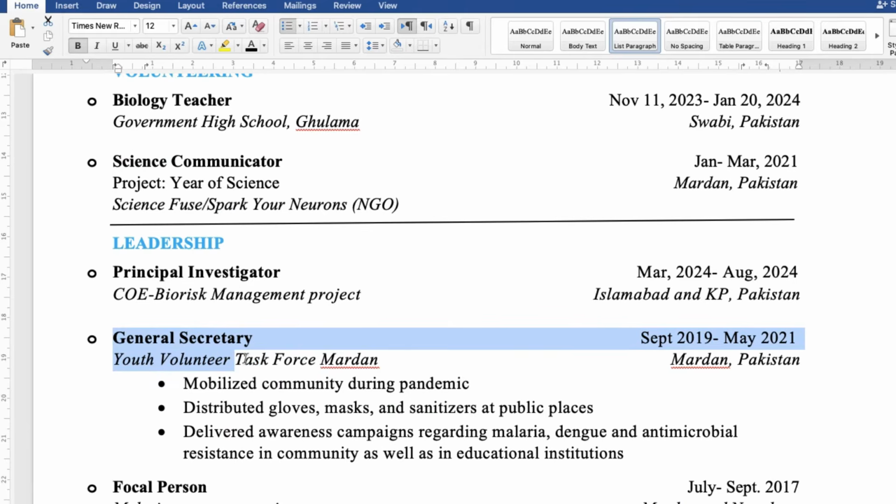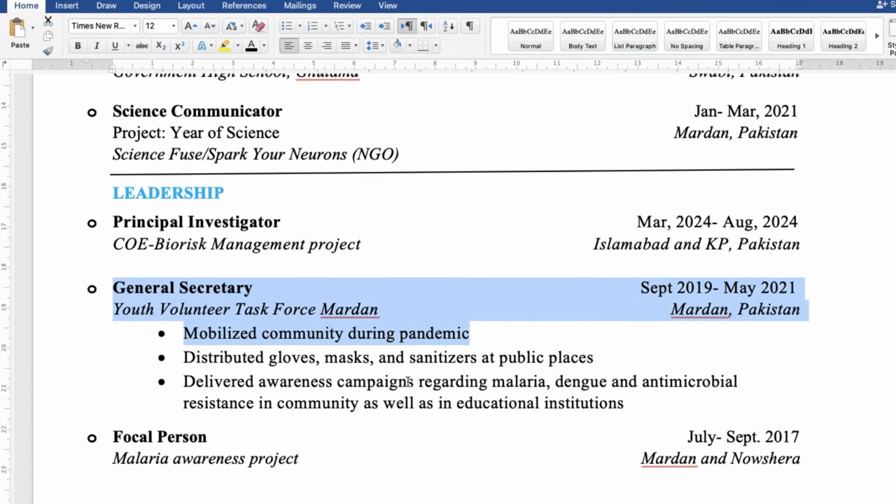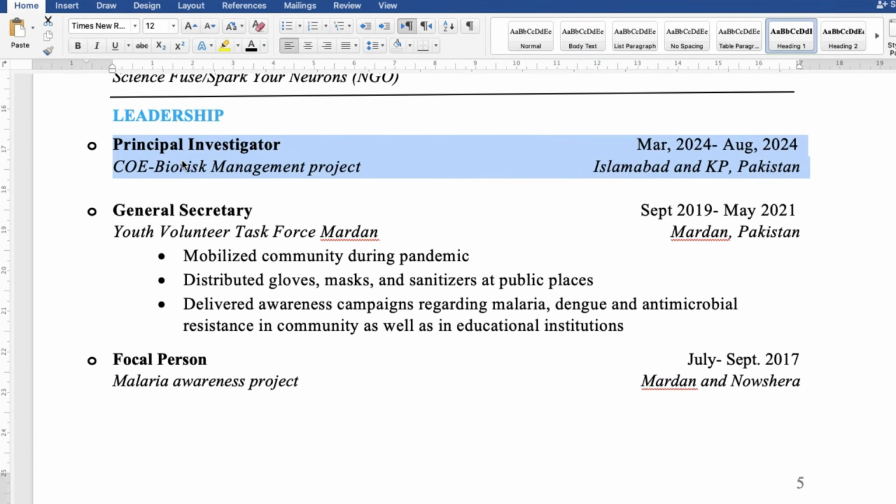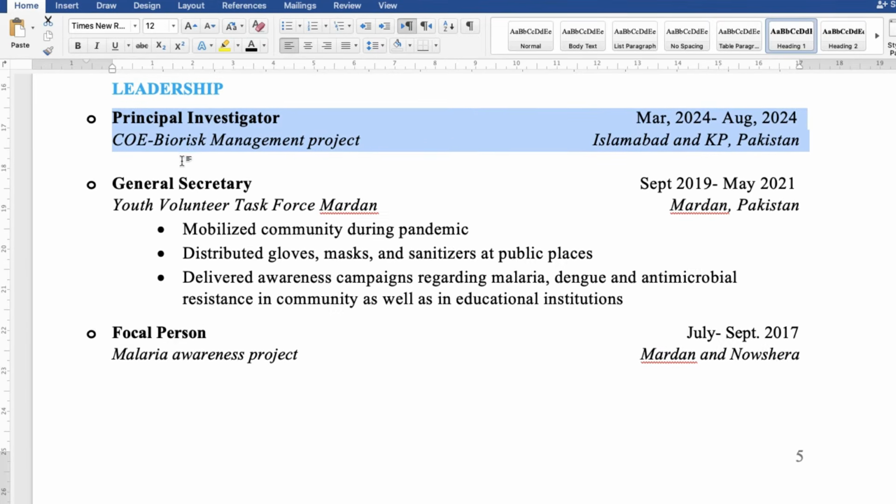how science works. Here I was a general secretary, volunteer task force, so I mentioned it, like the action verbs you see here: mobilized, distributed, delivered. And this was not a volunteer role, but it was a leadership role because I was a principal investigator. That's why I mentioned it.